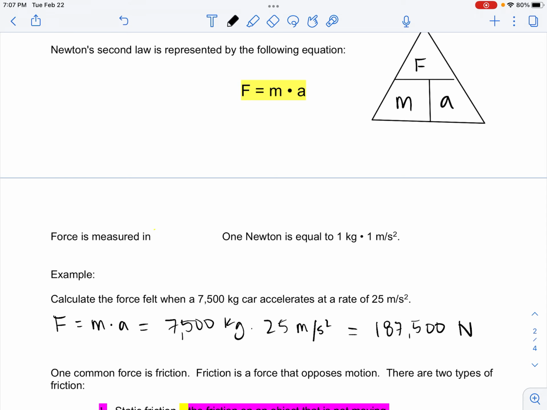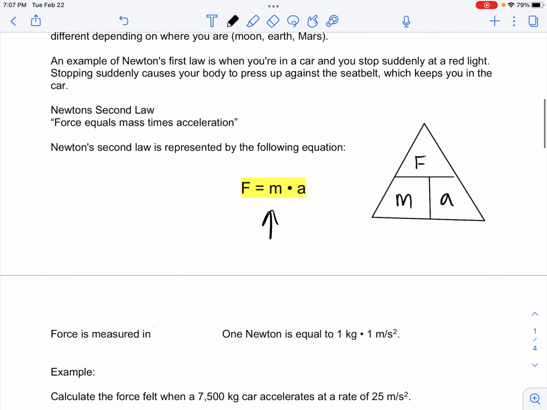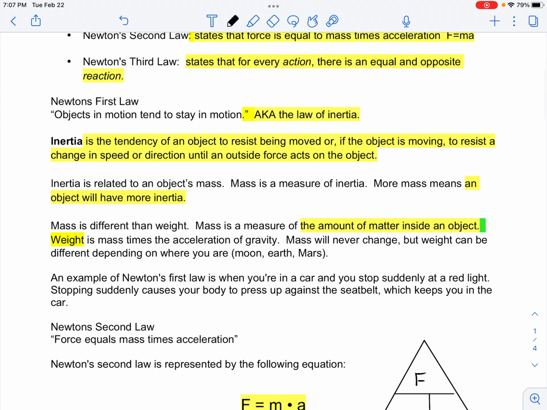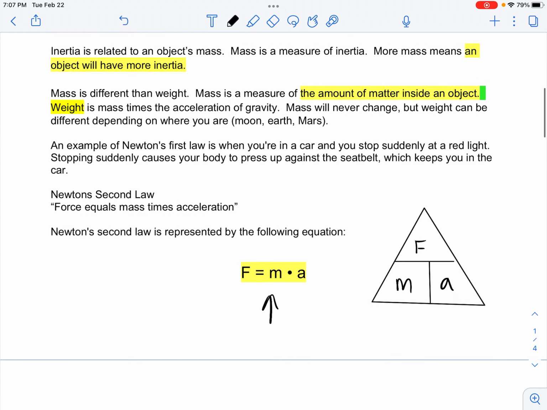Okay, pretty easy to do those triangle problems for F equals ma because we've been doing lots of triangle problems before, and you're going to practice some of those in a little bit. But there's the first two laws we've got: Newton's first law, the law of inertia, and also F equals ma.